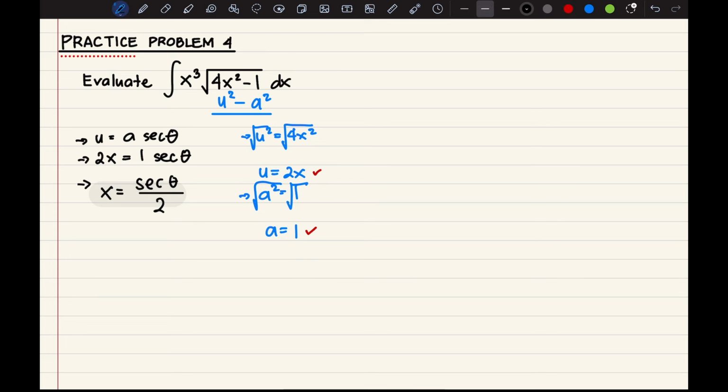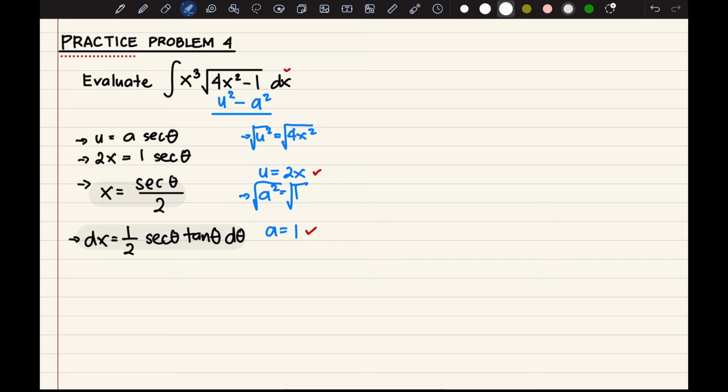Let us find a substitution for differential x. For differential x, we simply get the differential of this equation. So getting the differential, we have differential of x is equal to 1/2 as our constant, and then the derivative of secant theta is secant theta tangent theta. And since we are getting the differential, we should not forget the differential theta at the end. Okay, so this is now our equation for differential x.